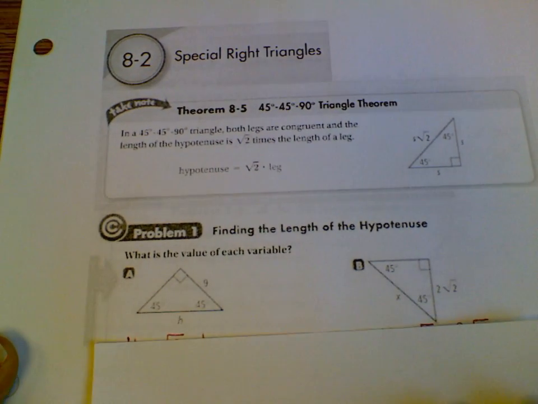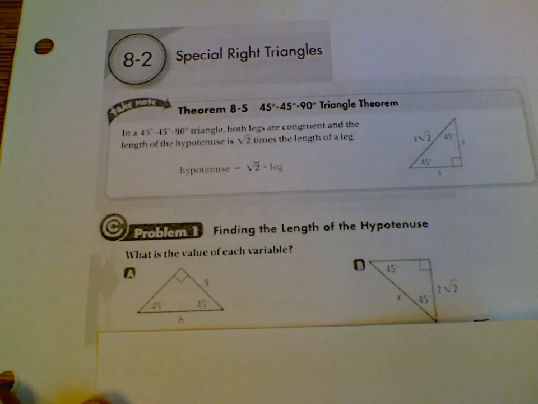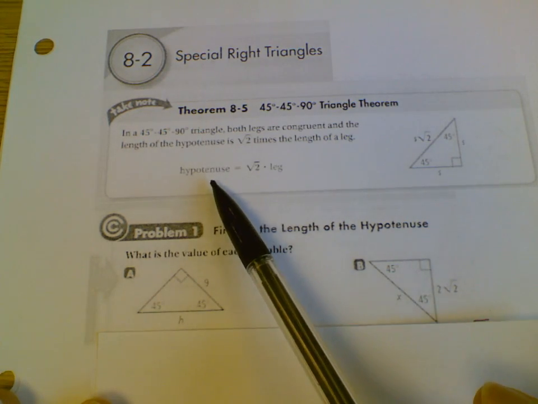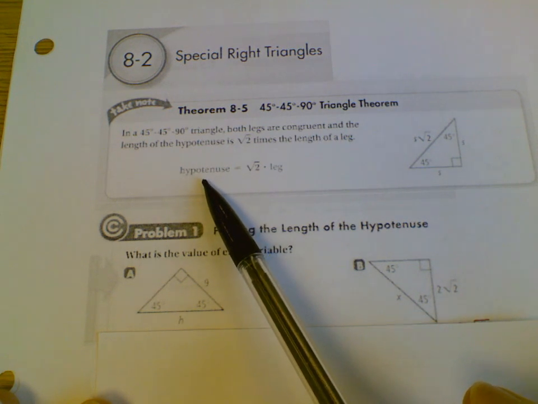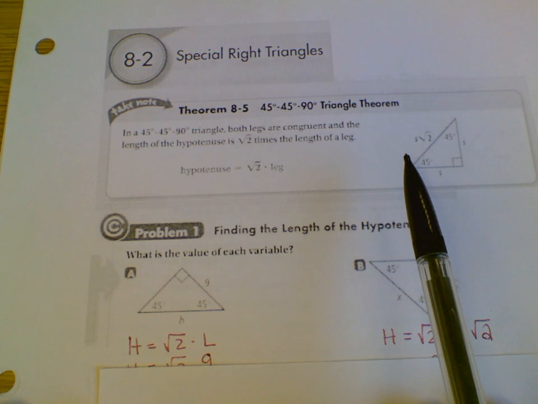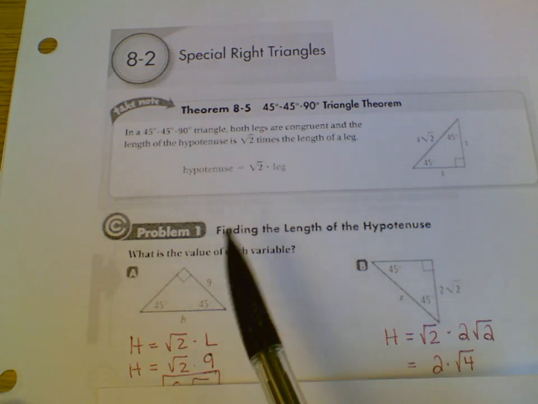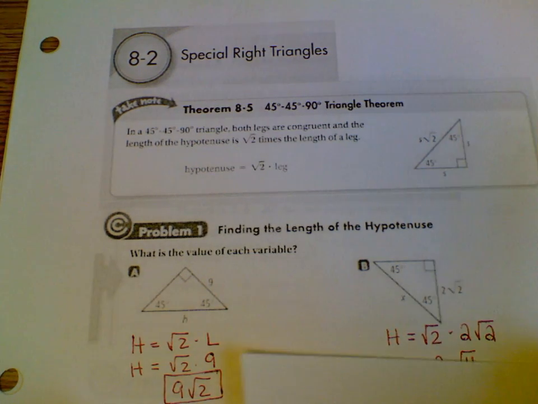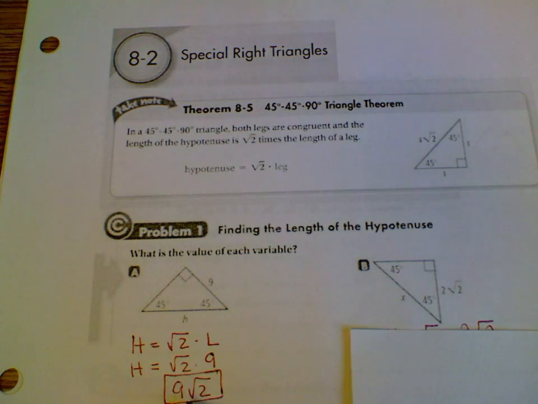On letter A, I see that I have a 45, 45, 90 triangle. So my theorem or my formula says the hypotenuse is equal to the square root of 2 times the leg. Just plugging in, I could put 9 in for my leg spot and then simplify. So for part A, I would find that it would be 9 square roots of 2.